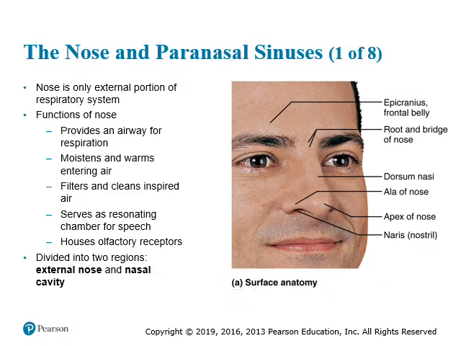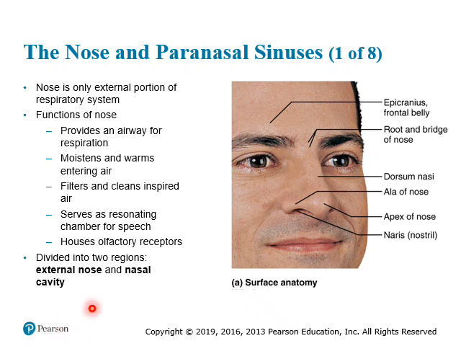So let's take a look at the nose and the paranasal sinuses. The nose is the only external portion of the respiratory system, and your nose provides an airway for respiration. But the most important function of the nose, which usually comes up in exams, is the second one. It moistens and warms the air entering your respiratory tract. It also filters and cleans inspired air. It serves as a resonating chamber for speech, and it houses olfactory receptors.